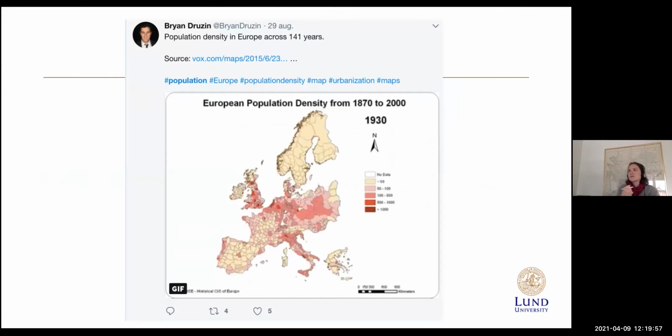And this is also going back to this idea of how Twitter is used. This is an example. You can see this hashtag population, hashtag Europe. This is a population map, but it's also a GIF, so it moves over time if you look at it on Twitter. It moves from 1870 to 2000. And right now you see a lot of these types of heat maps on Twitter that have to do with COVID statistics.